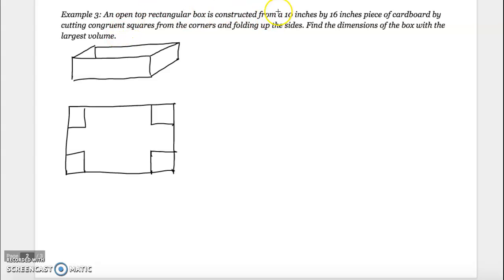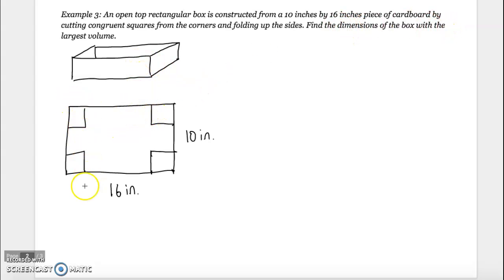So an open top box is constructed from a 10 inches by 16 inches piece of cardboard. Originally this was 16 inches here and 10 inches here. Then we cut congruent squares from the corners and fold up the sides, and we want to find the dimensions of the box with the largest volume.